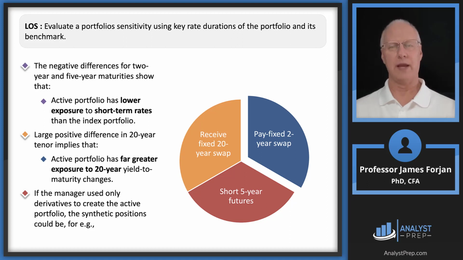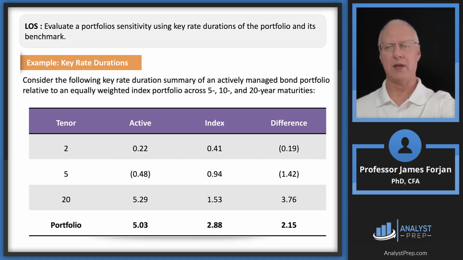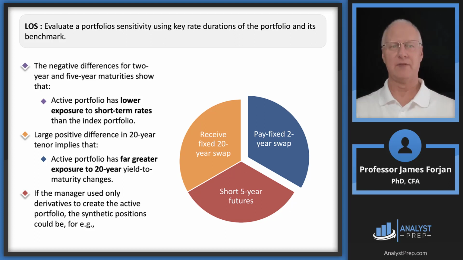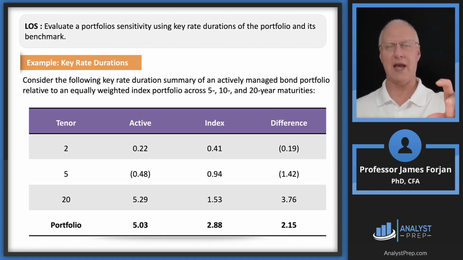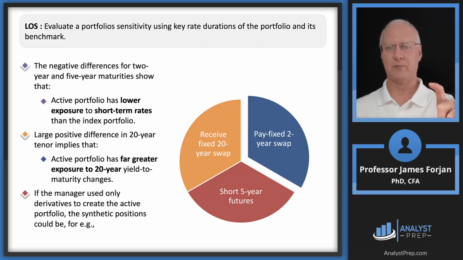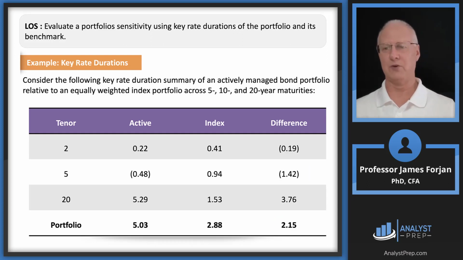All right, so how do we analyze this? Keep this in mind: how do we analyze this table? We have negative differences, so what is that telling us? At the 2 and 5-year maturities, the active portfolio has lower exposure to short-term rates. Everybody see that? They have lower exposure to short-term rates than the index portfolio. But that large difference means the active portfolio has a far greater exposure, right? 3.76 versus the 19 and the 142. Remember, those 19 and 142 are negative numbers there.